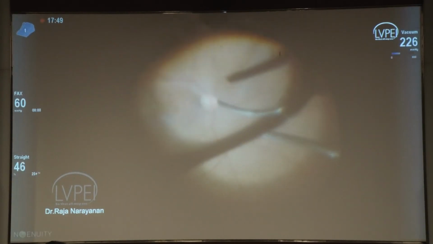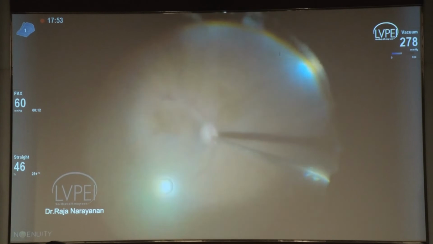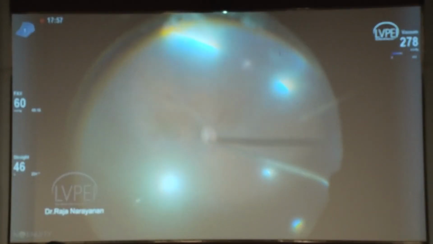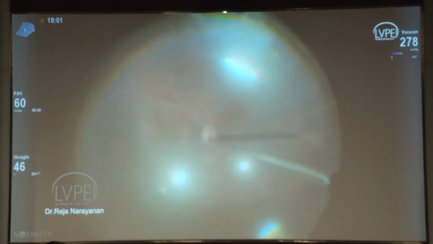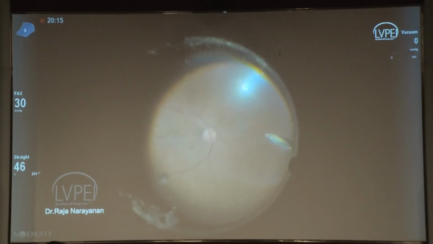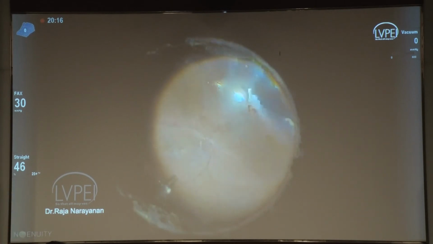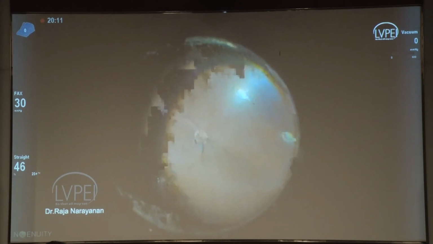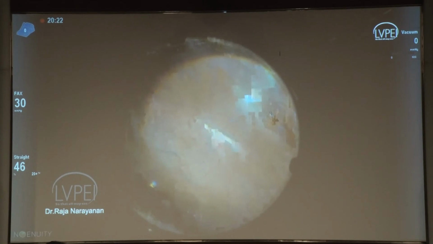You just do a standard ILM peeling, and I do a fluid air exchange before injecting the intravitreal Ozurdex implant. So I remove one of the cannulas, and then at the end we inject it, and you can see it nicely resting over the optic disc.